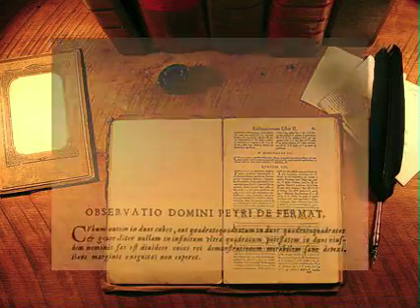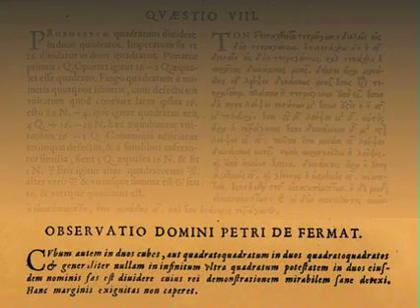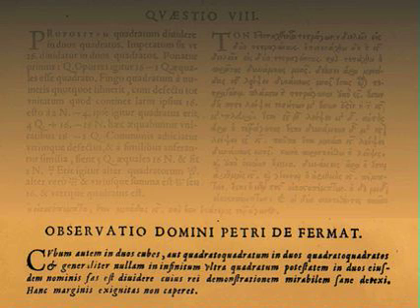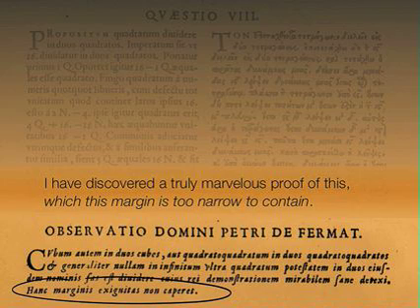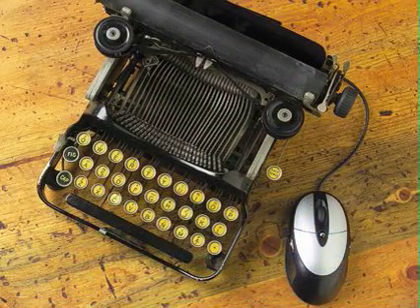They read, "It is impossible to separate a cube into two cubes, or a fourth power into two fourth powers, or, in general, any power higher than the second into two like powers. I have discovered a truly marvelous proof of this, which this margin is too narrow to contain." It's a real pity that Fermat couldn't find his computer on that very day.